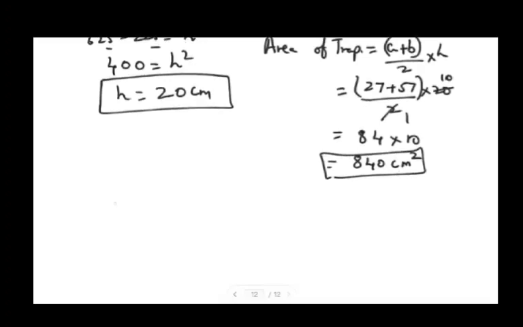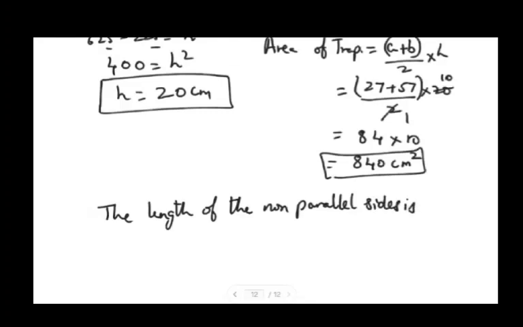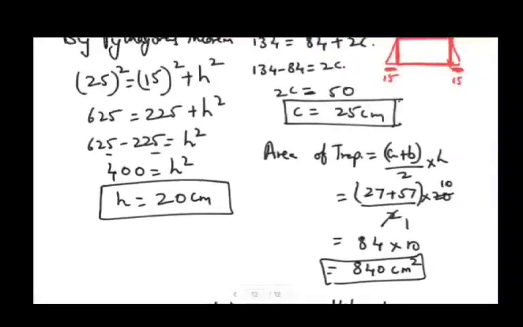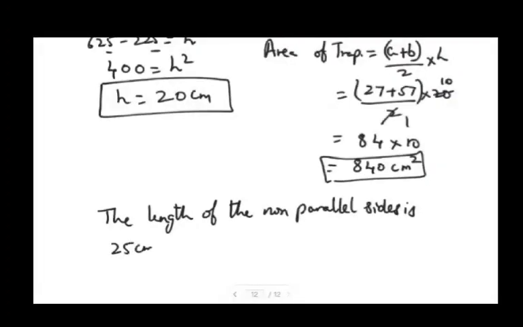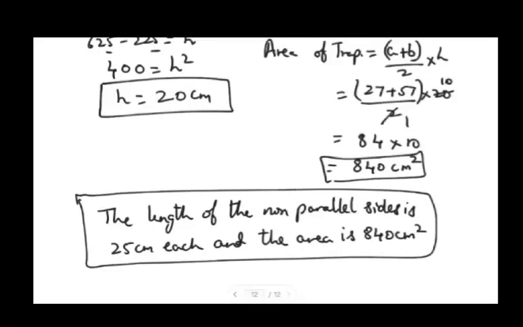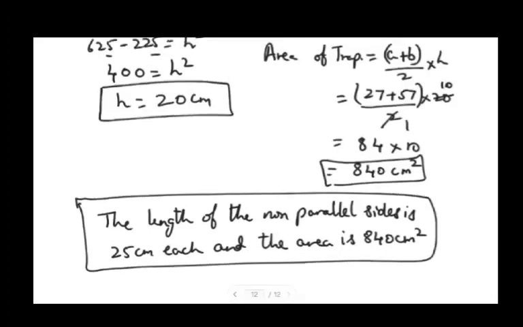So what's my statement going to be? The length of the non-parallel sides is 25 centimeters each, and the area is 840 centimeters squared. Put it in a box. That's your final answer, children.